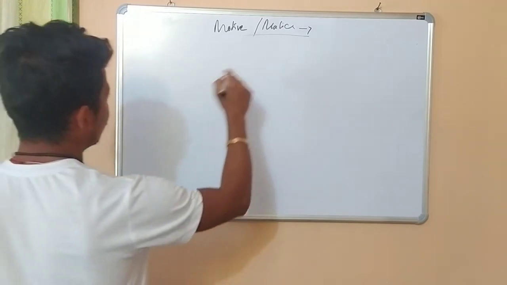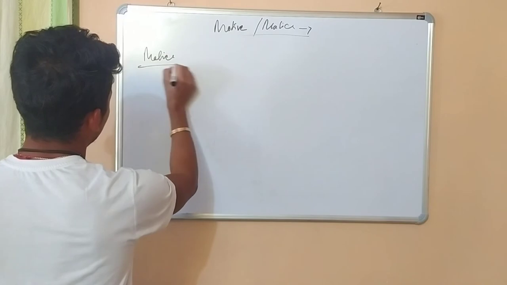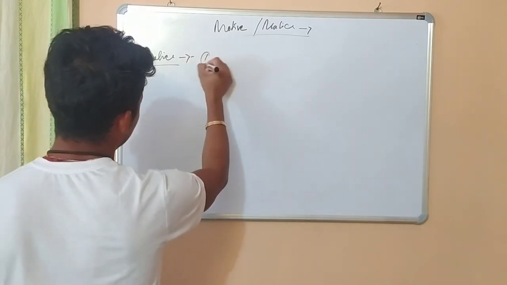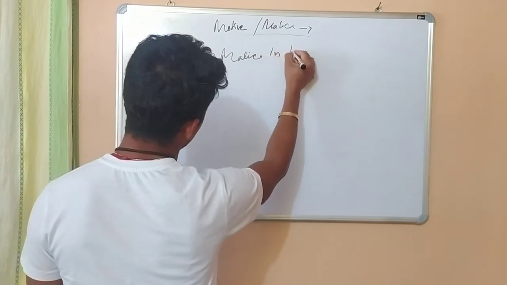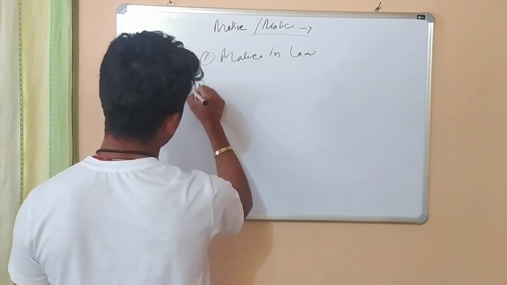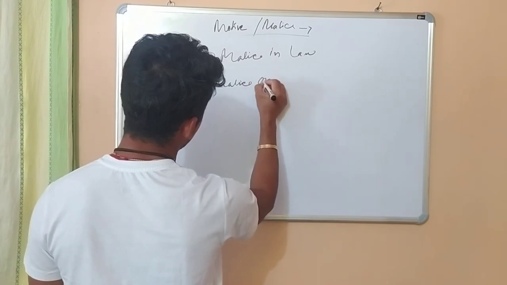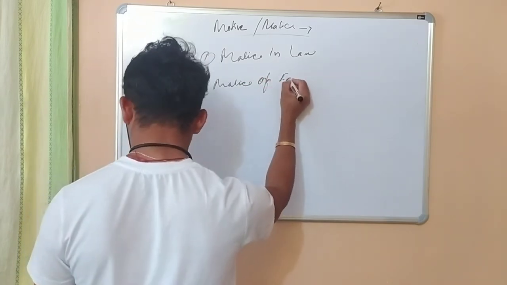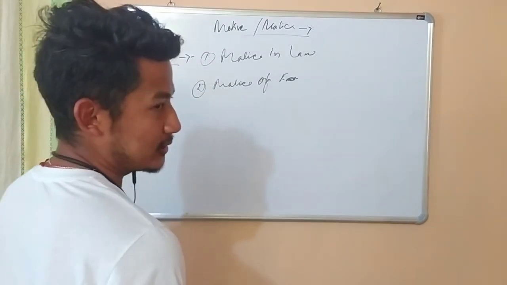Now, we'll discuss malice. There are two types of malice. Number one, malice in law. And number two, malice in fact. So what is malice in law? First we'll understand this.